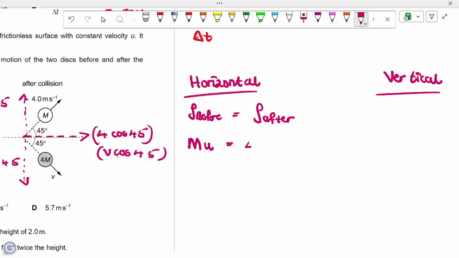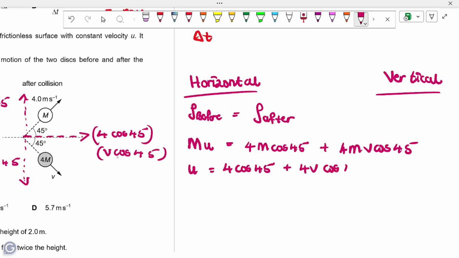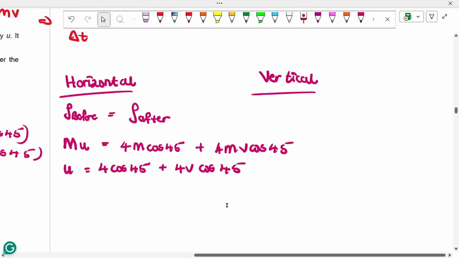So after collision, I'm going to have 4m cos 45 plus, for this one, I have 4m, but v cos 45. So I have 4m v cos 45. They all cancel out. The m cancels out. So I'll be left with u being equal to 4 cos 45 plus 4v cos 45. So this would have been solved if I just knew the value of v. If I just knew the value of v, I could have gotten this, but I don't know that, right?